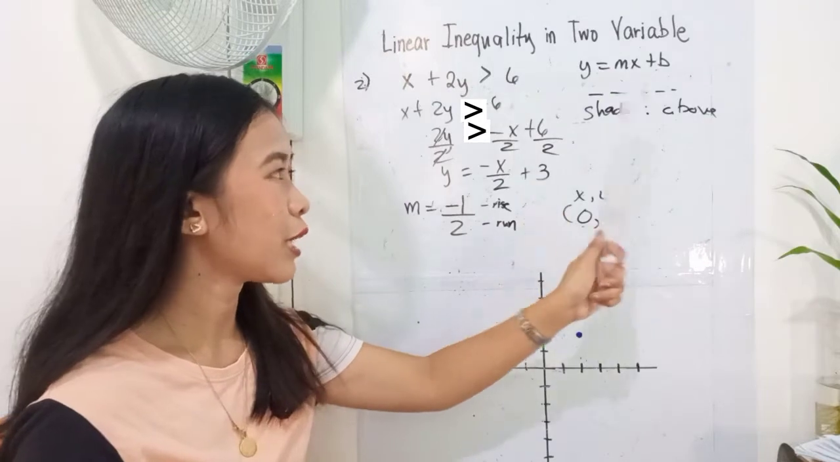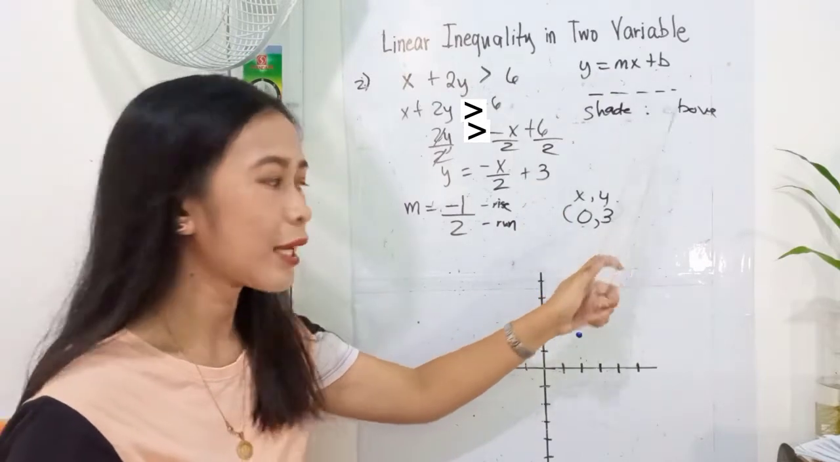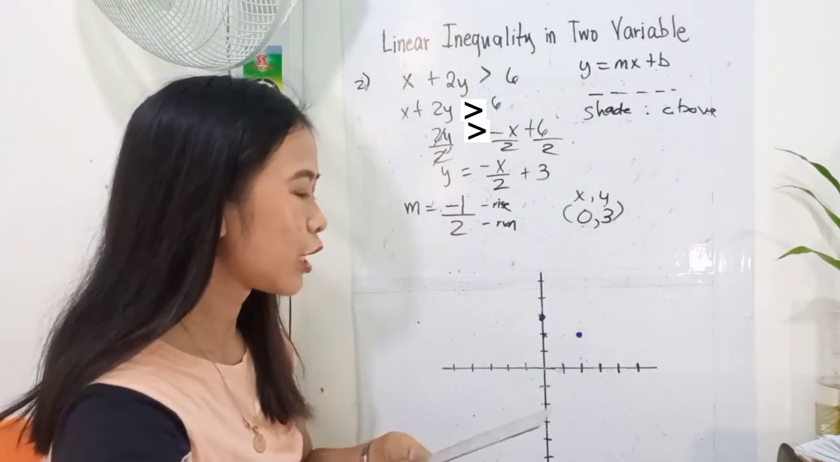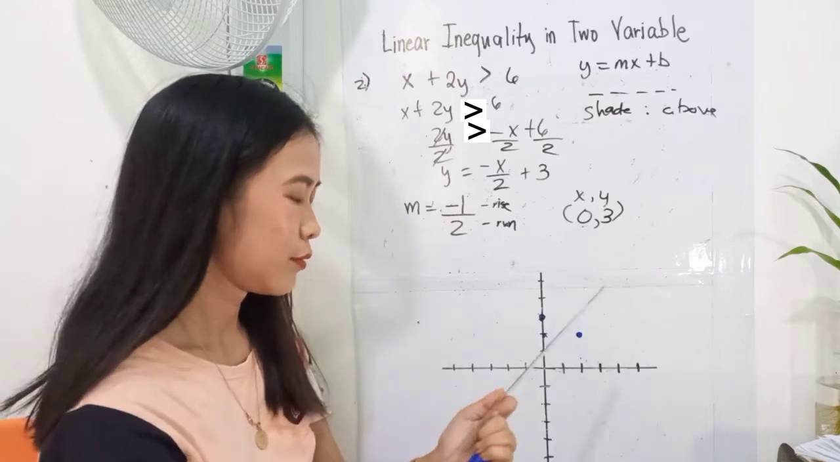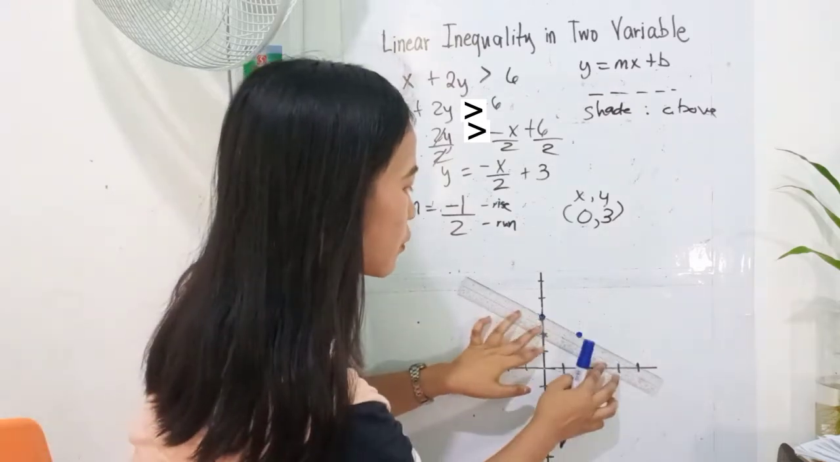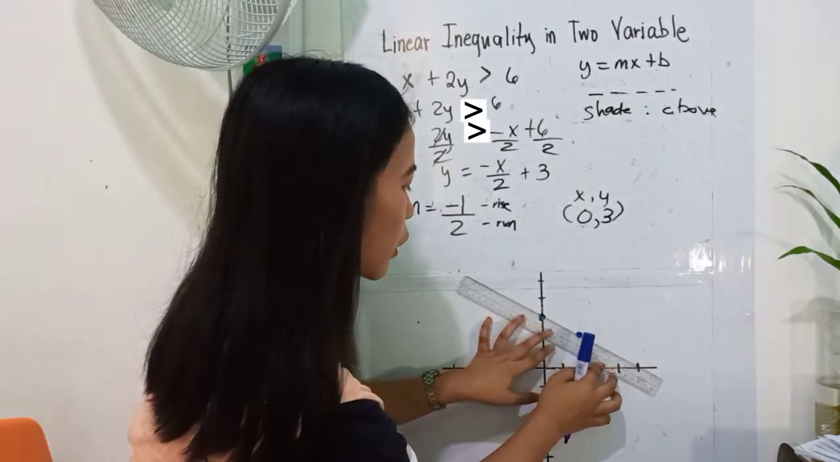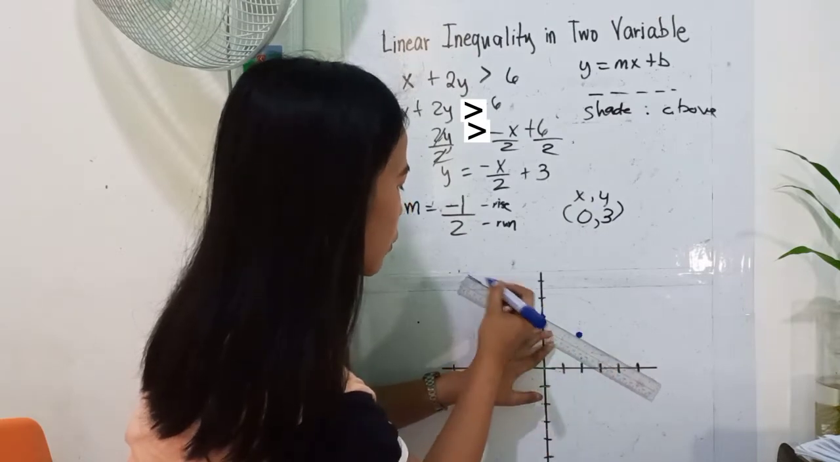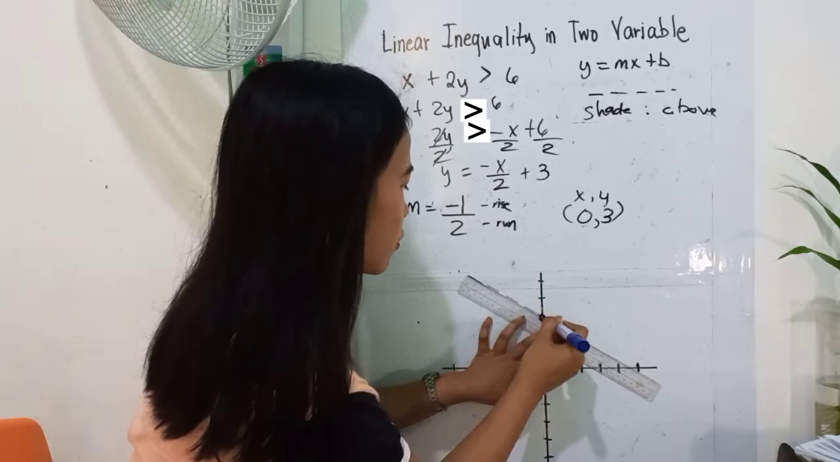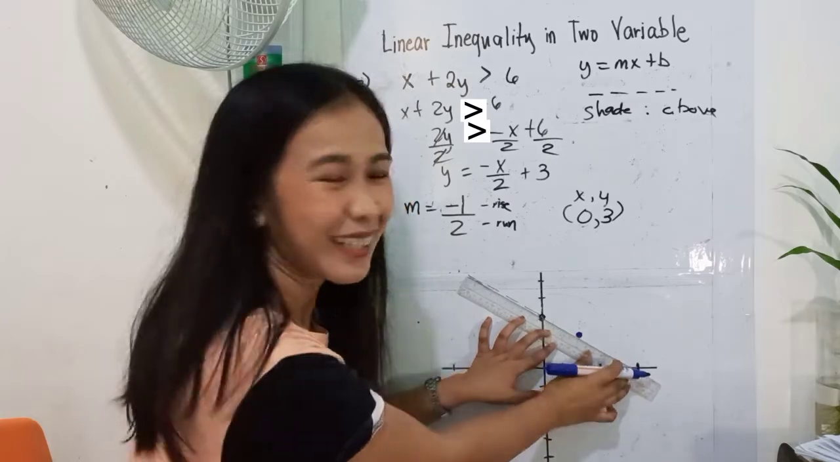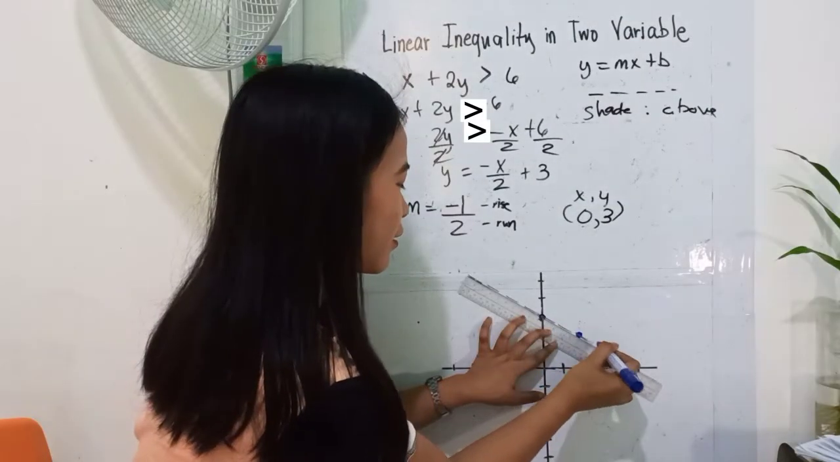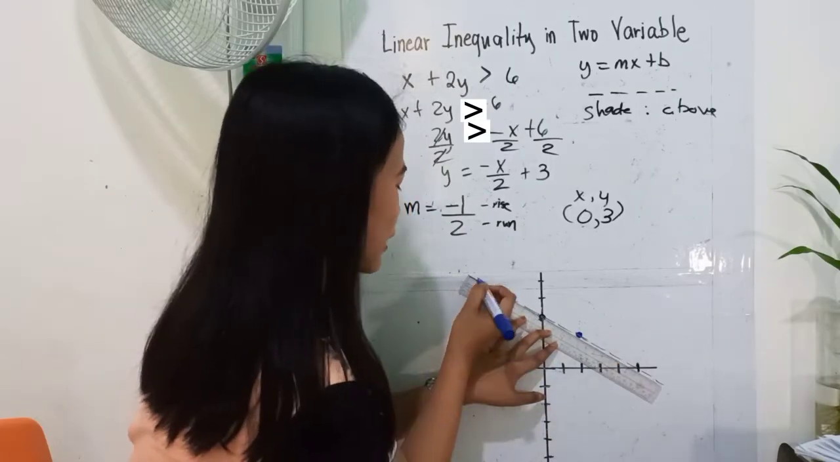Since we have greater than, of course, that is broken line. So, lagyan natin siya ng broken line. Ito. Kailangan tama lang siya sa point na kinuha nyo kanina. So, broken yan. Dapat ito lang yung broken ha. Okay, yan. Broken yan.